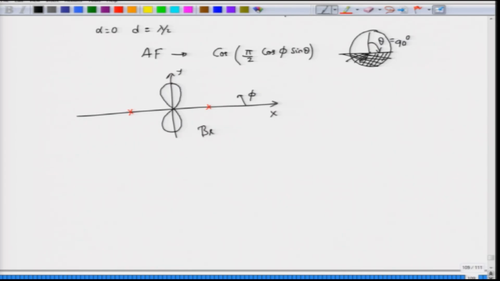Okay. And if you want to switch the directions, that is if you want to make the fields go maximum along the x direction, what you have to do is to take alpha equal to pi and then the distance to be equal to lambda by 2.